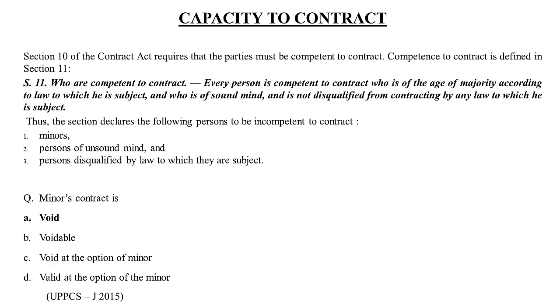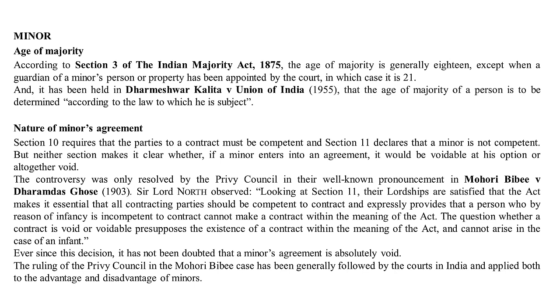So, starting with the very first sub-aspect, that is minor. Now, what is the age of majority? Section 3 of the Indian Majority Act of 1875 defines that the age of majority is generally 18, except when a guardian of a minor's person or property has been appointed by the court. In that case, it is 21. And it has been held in Dharmeshwar Kalita versus Union of India that the age of majority of a person is to be determined according to the law to which he is subject. Now, this again only replicates what is provided in Section 11, if you would read it.